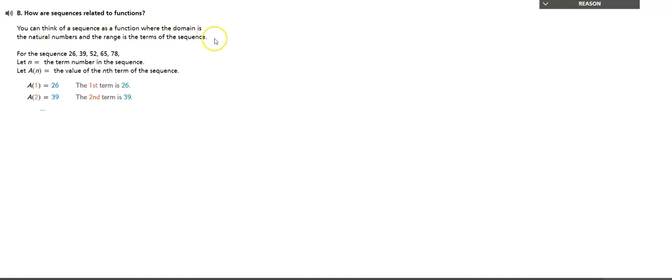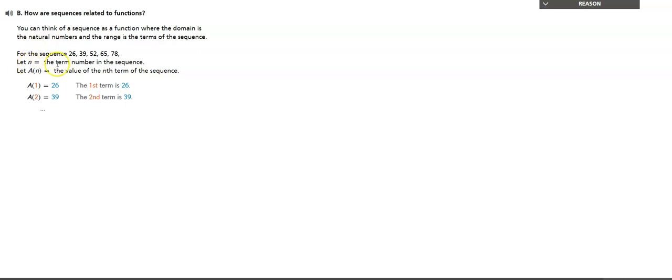So you might be asking yourself, okay, so why are we learning about sequences when we've been learning about functions this whole time? So you can think of a sequence as a function where the domain is the natural numbers and the range is the terms of the sequence. So here's an example. Here's a sequence right here. These are your terms of the sequence, so this is your range. And then your natural numbers, that's your common difference.